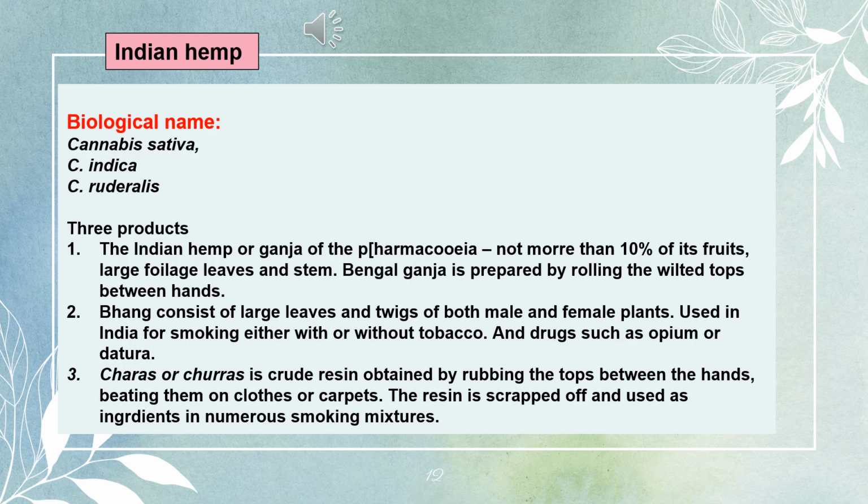In the assignment, I will list some drugs. You have to prepare the biological source, active constituents, and uses of those particular drugs which produce hallucinogenic effects.